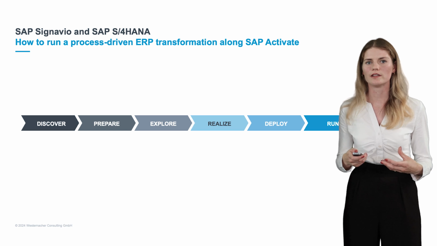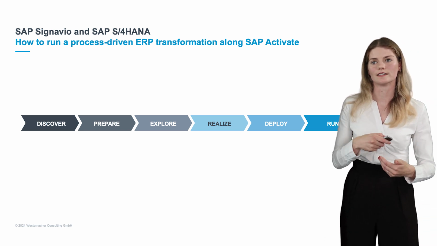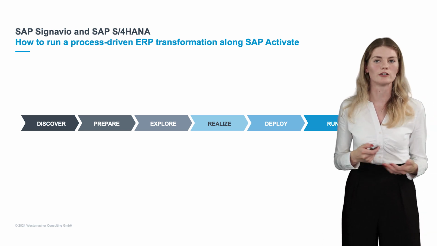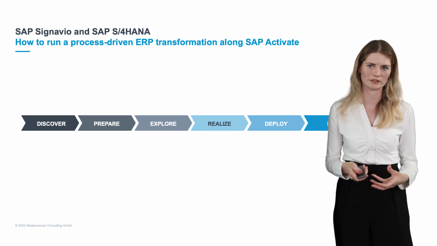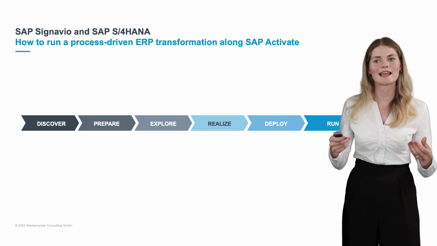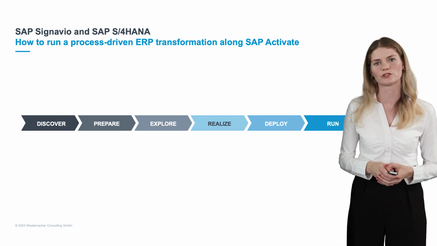If we look, for example, at the discover phase, we identify values and value drivers and define goals, and at the prepare phase, we safeguard the transformation. Just to summarize, SAP Signavio supports in those phases to achieve a successful transformation.